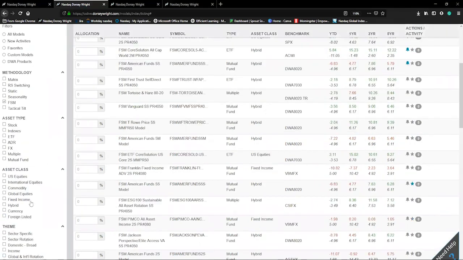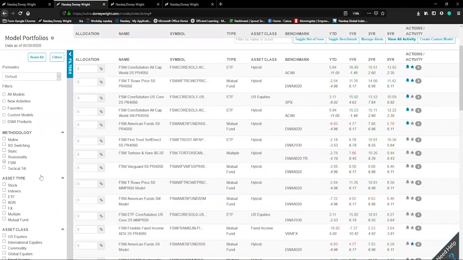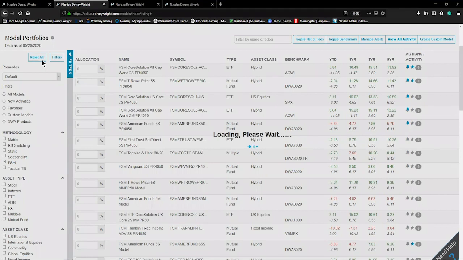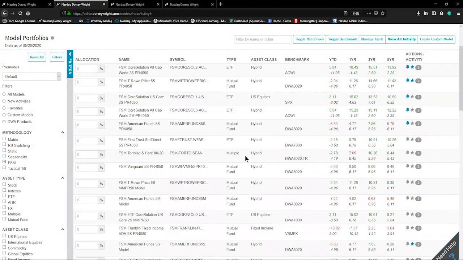So just one thing to keep in mind, if you click on FSM and you're not seeing anything pop up there on your screen, these filters are actually going to remain static unless you reset them. So even if you log off and you log back in, they're going to remain with whatever you had previously checked off. So one thing to keep in mind when you're going through these different model offerings, just go ahead and hit that reset all button and then navigate back to the FSM if you're not seeing anything pop up there on your screen.